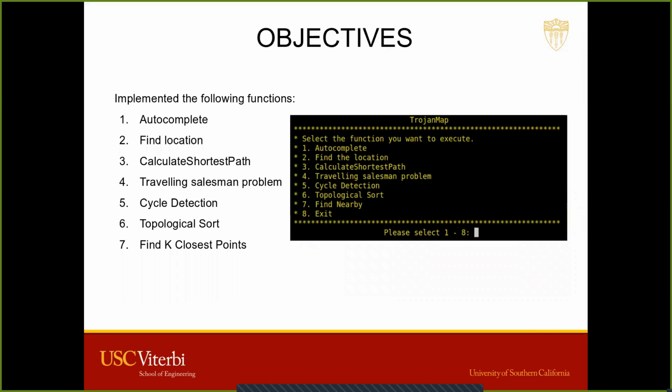The main objectives of the project are to implement the following algorithms: autocomplete, find location, calculate shortest path, traveling salesman problem, cycle detection, topological sort, and finding the k closest points.